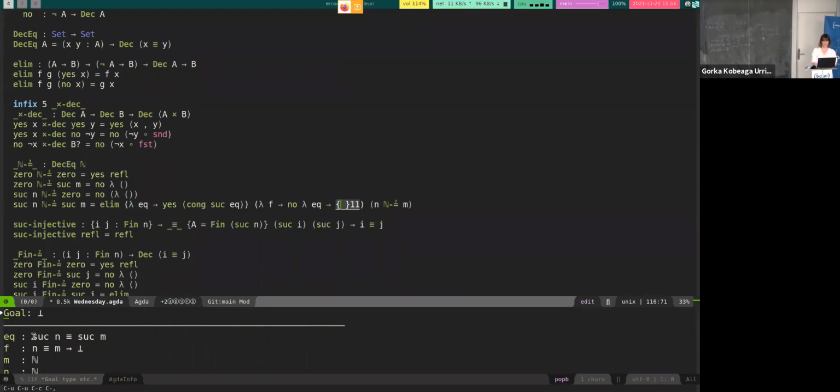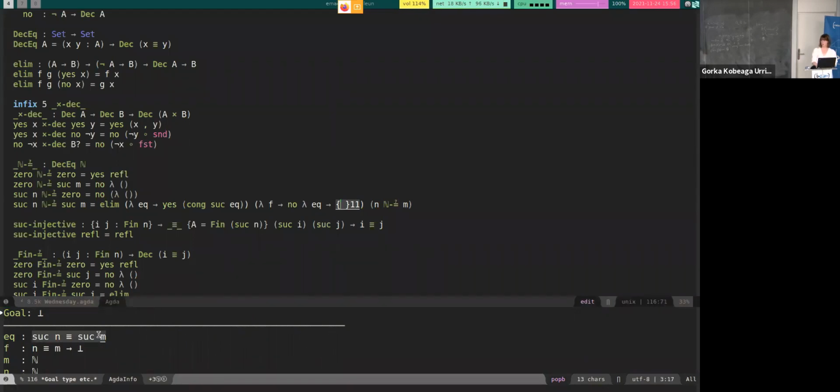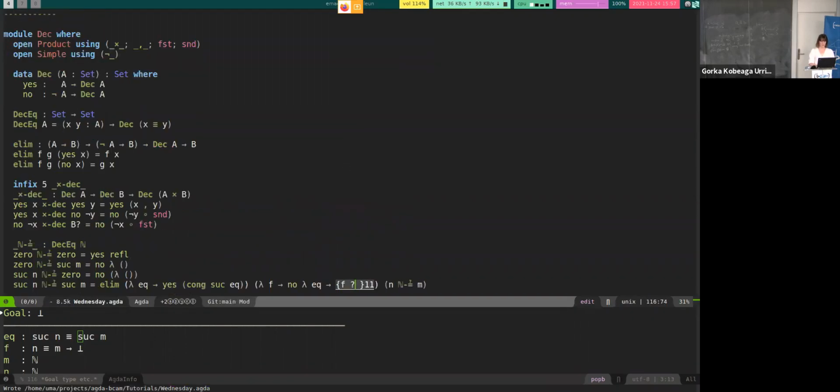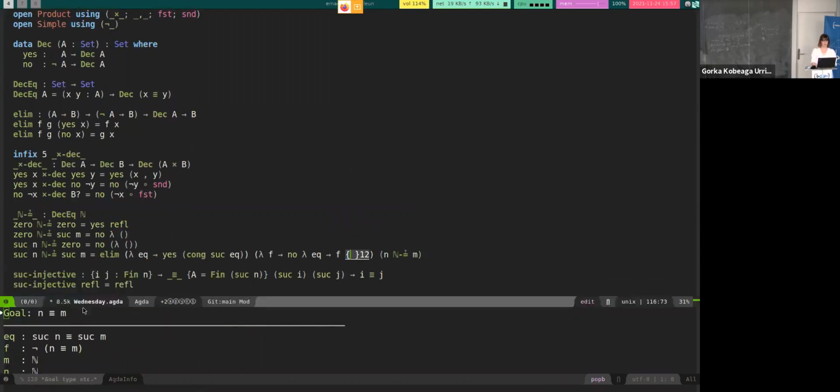I can use the injectivity of successor to go from this proof of successor n equals successor m, to a proof of n equals m, and then use that as an argument. So I'm going to call this function f, and I need to give it this proof. And to go there.